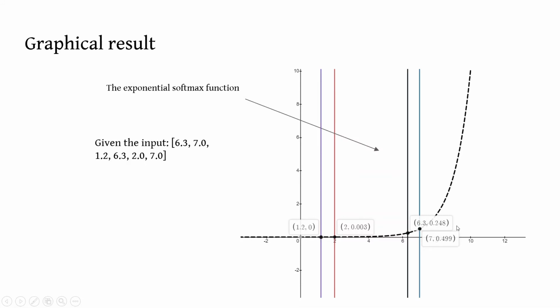Now, to get even more of an intuition, here is a graphical visualization of what's actually happening. This dotted black line you can think of as the actual softmax function in a sense, and given these inputs to x, which is each element of our vector, this y value is the probability.